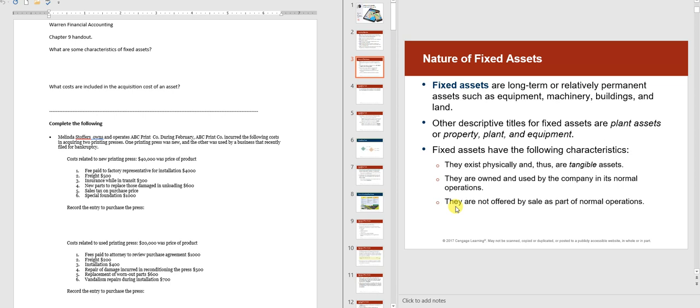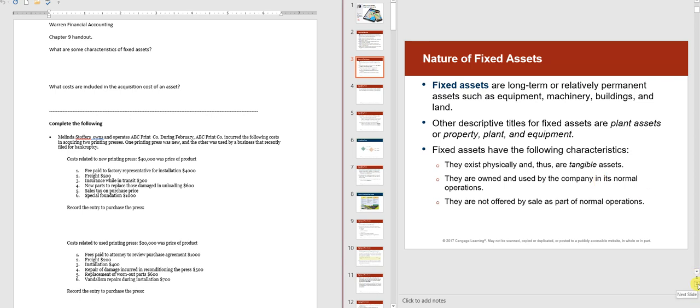And this is combined with this. They are not offered for sale as part of normal operations. In other words, fixed assets are not inventory. So a car can be a fixed asset for a lot of businesses, but for a car dealership, it's inventory. And this one, used in its normal operations. Land can be used in a business if I have my plant site on it, but I can also buy land and hold it as an investment. So land held for an investment would not be a fixed asset.